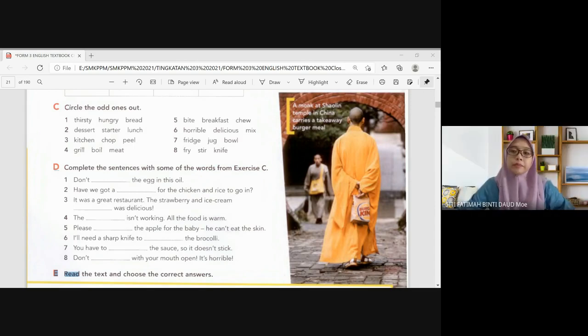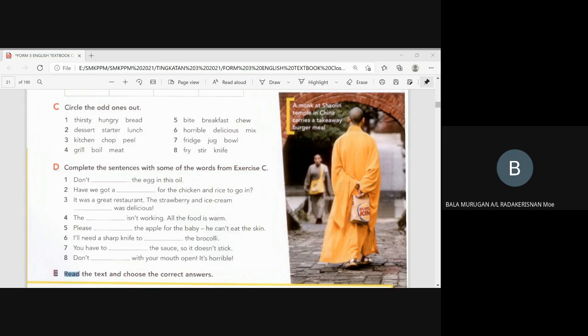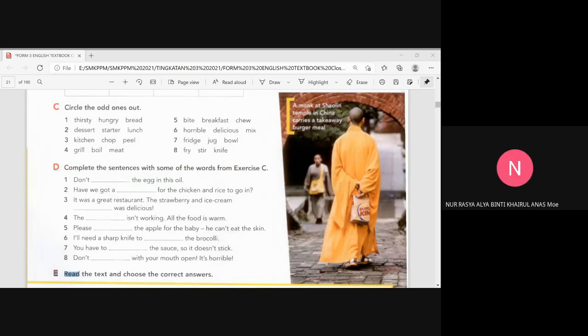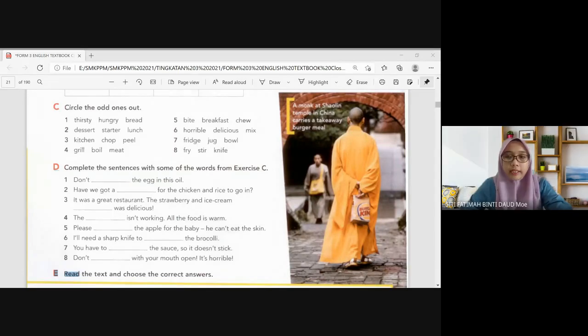See? Look at the chat room. Look at the chat room. A homework? Yeah. Okay. Page 18 to 19, A, B, and E. Page 20, B, C, and D.